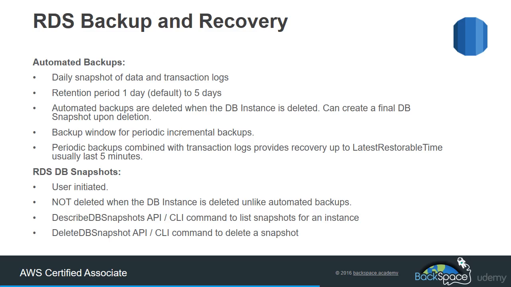So RDS DB snapshots, they are user initiated, they're not automated, and they are not deleted when the DB instance is deleted, unlike automated snapshots. The describe DB snapshots API or CLI command can be used to list the snapshots for an instance, and the delete DB snapshot command can be used to delete a snapshot.